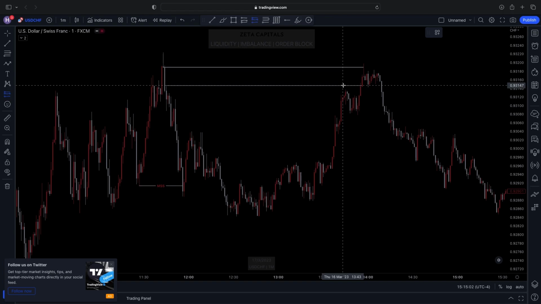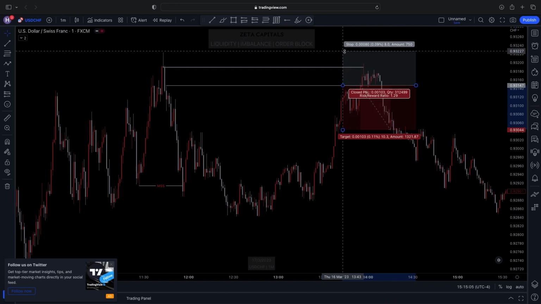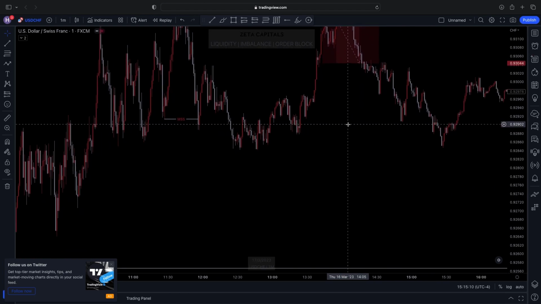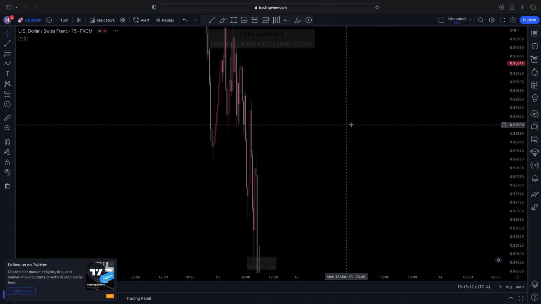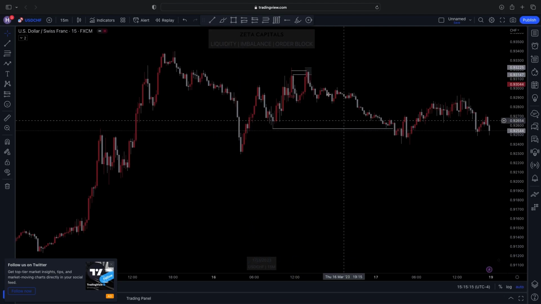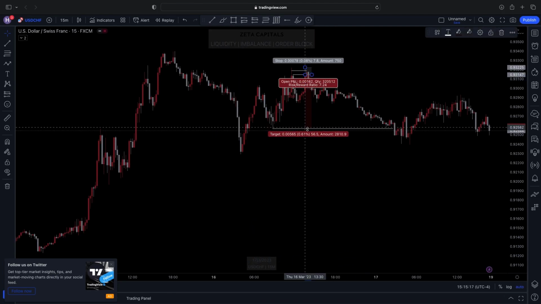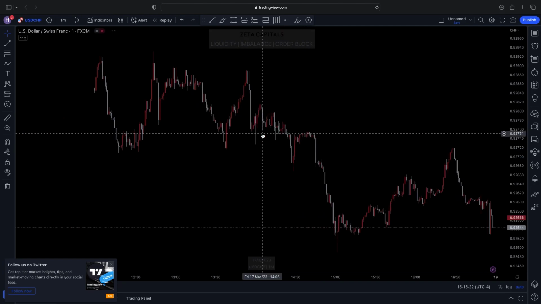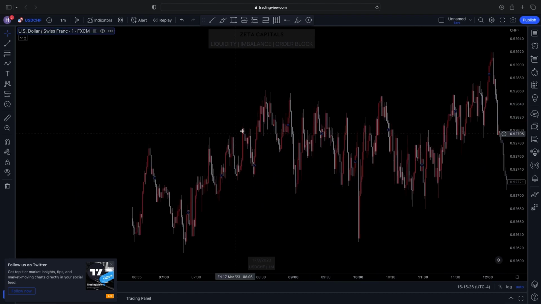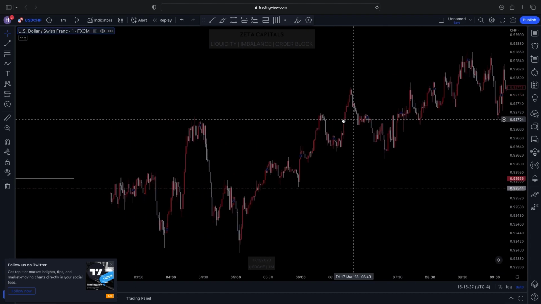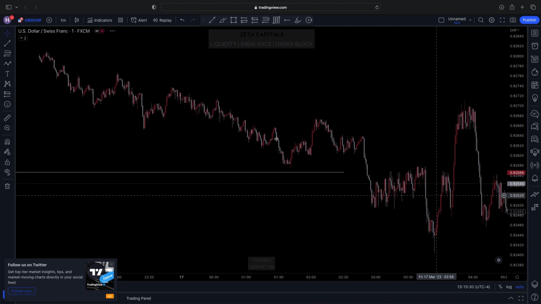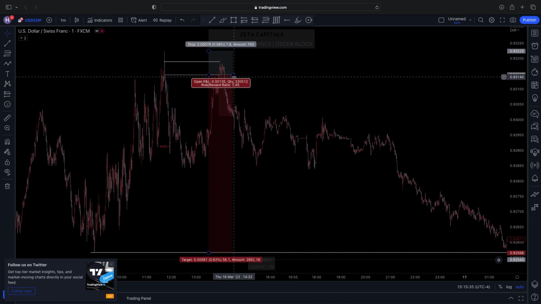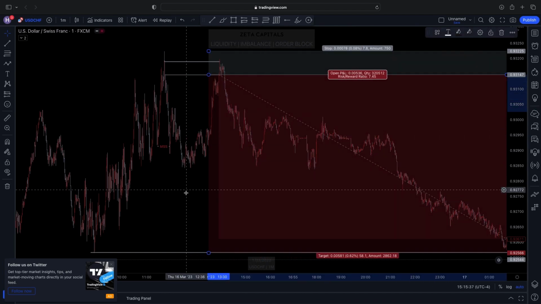Okay, so let me put my order here. SL just above this high. And what was my target? I told you, the low of the B leg. Let me mark that. See, the low was here, exactly here. And let me go to that 1 minute again. Yeah, see, we got tapped, and our target got hit.